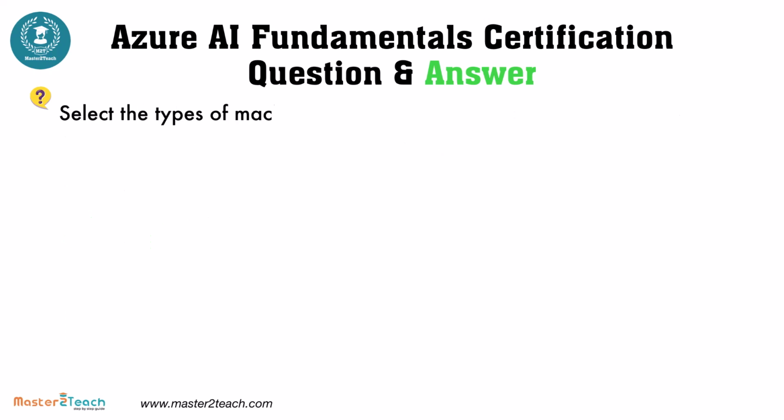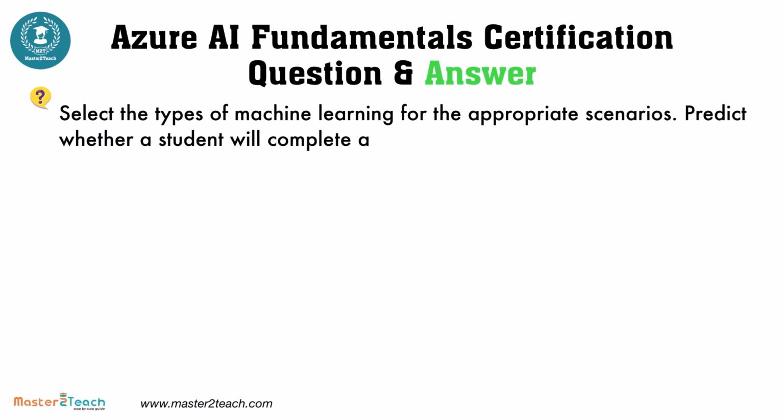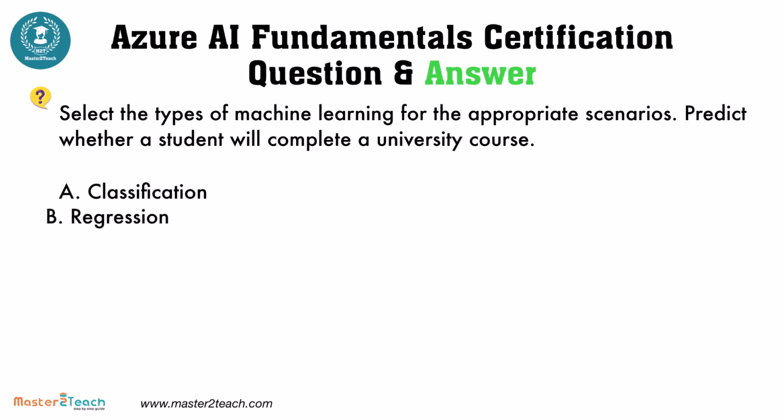Select the types of machine learning for the appropriate scenarios. Predict whether a student will complete a university course. The options are A. Classification, B. Regression, C. Clustering.